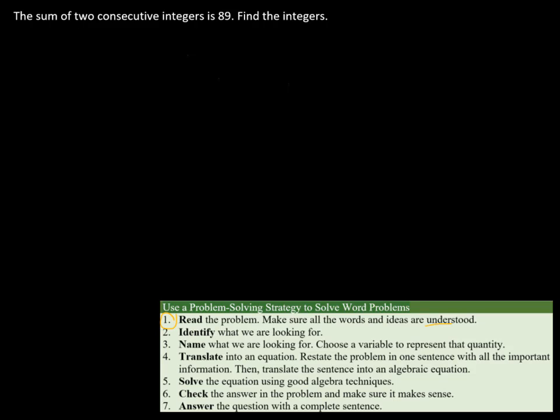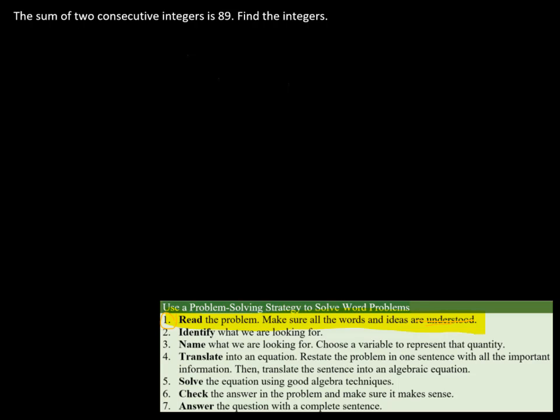Hello and welcome. Let us try to solve this word problem using the problem solving strategy we went over in the previous video. The first step is to read the problem. So let's read the problem. We not only have to read it, we also need to understand the problem. First step is to read and make sure we understand all the words and ideas.